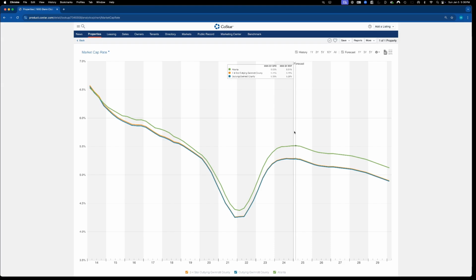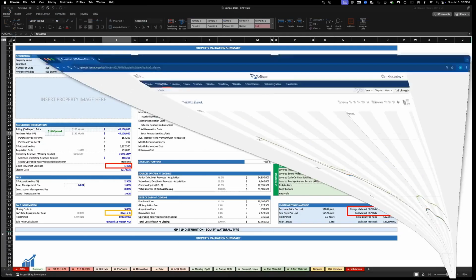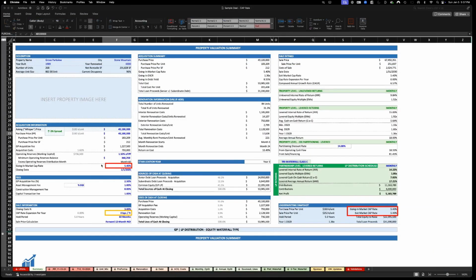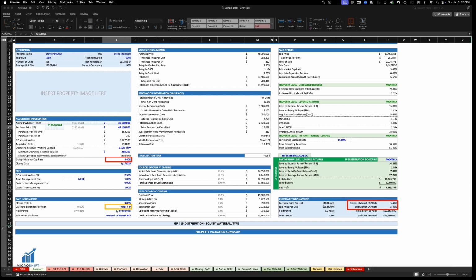When you're doing your analysis, you want to make sure your going in cap rate is in line with the market, which in this case is around 5.3, 5.4, which is what we did for our analysis. For my analysis, the going in market cap rate, I said 5.4%. The cap rate expansion, think of it as your risk assessment for when you plan to exit the deal. Because when underwriting these multifamily properties, where cap rates play a significant role is on exit.